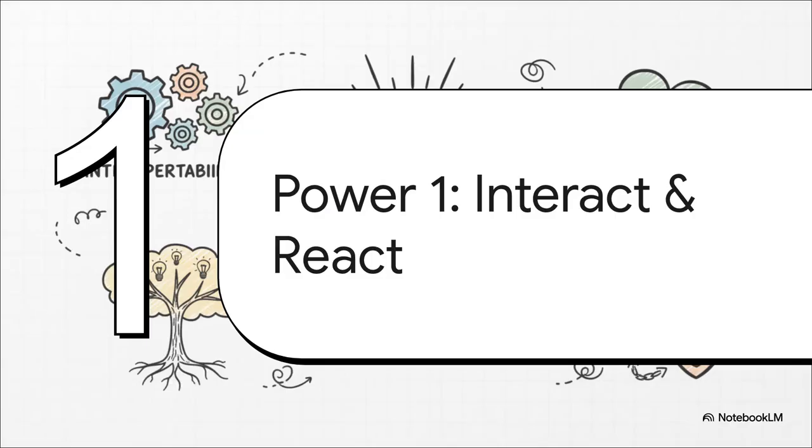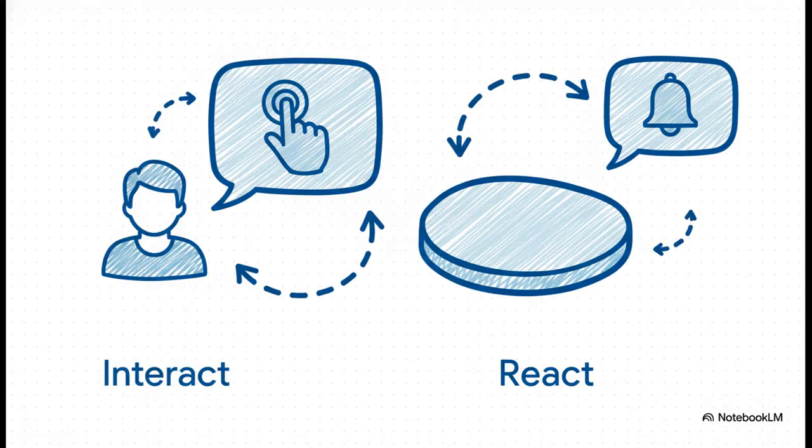The first two powers, interact and react, they're the foundation of everything. You can think of this as being able to have a real two-way conversation with your software. Interacting is basically you telling the platform what to do using code. It's like having a little robot that can click a button for you that's normally only available in the user interface. Then you've got reacting, which is the exact opposite. That's the platform sending a signal back to you saying, hey, something important just happened, so your code can jump in and trigger a follow-up action. It's you talking to it and it talking right back.